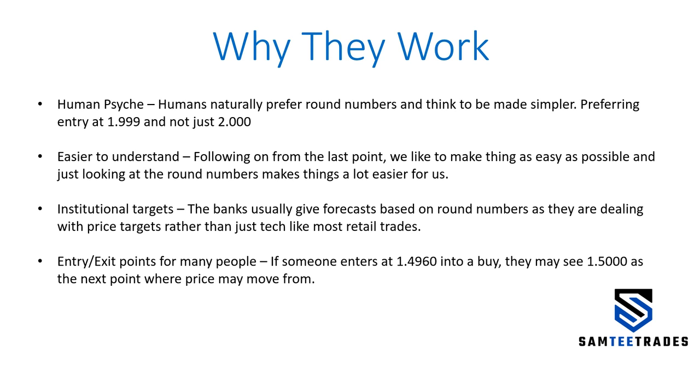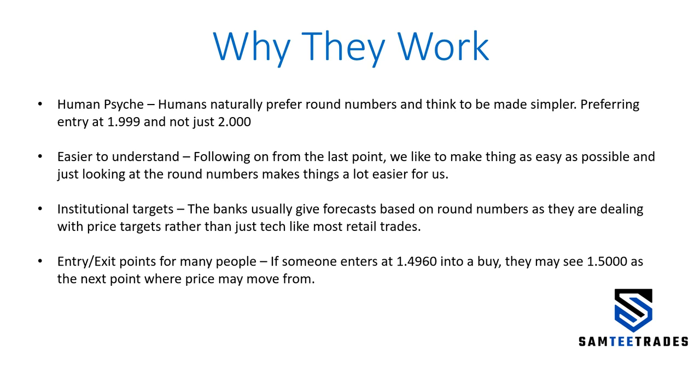Institutional targets: you've just seen the reaction there from the screenshot I put of Goldman Sachs and their forecasts. That's kind of what they're dealing with. There's a lot of money coming in and out of the market at these areas. And then following on, once again, entry and exit points. For many people, if they enter at 149.60 into a buy, the next area realistically is going to be 150 if they have a reason to believe that's there.